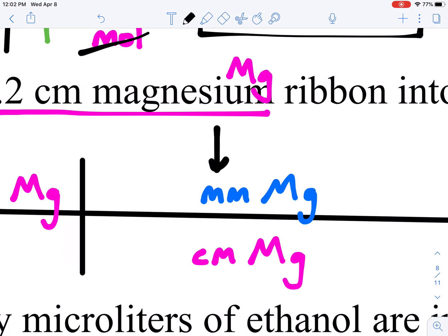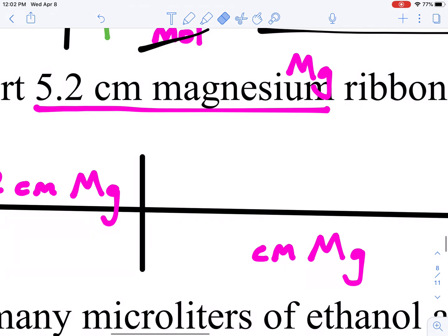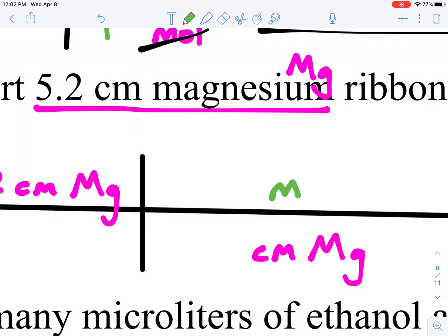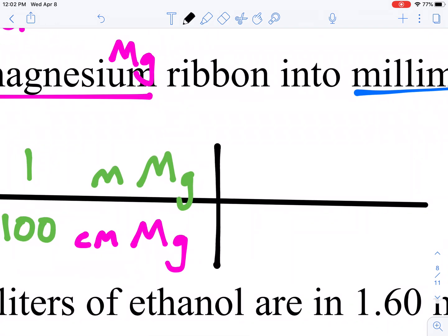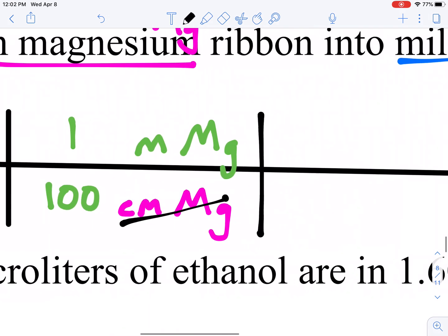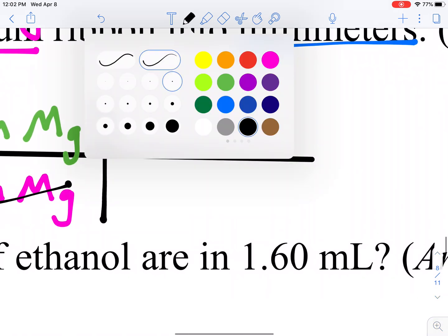What we need to do in this situation is go back to the base unit. So we are going to leave the pink centimeters of magnesium on the bottom because we need to cancel it out. But this time, we're going to go to a special unit. We are going to go to meters of magnesium because we know from our metric table that there are 100 centimeters in 1 meter. We then have units of meters on the top. So thus far, our centimeters has canceled. That's good news. We now have meters on top. We need to cancel meters. So let's put meters on the bottom.